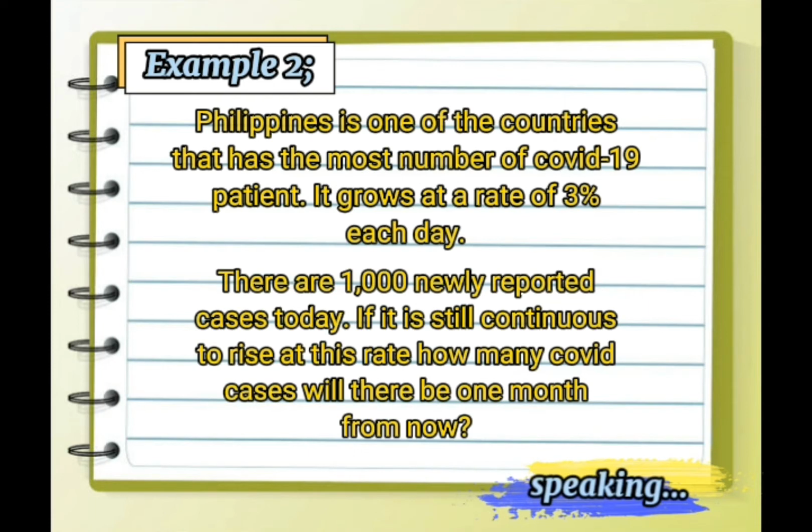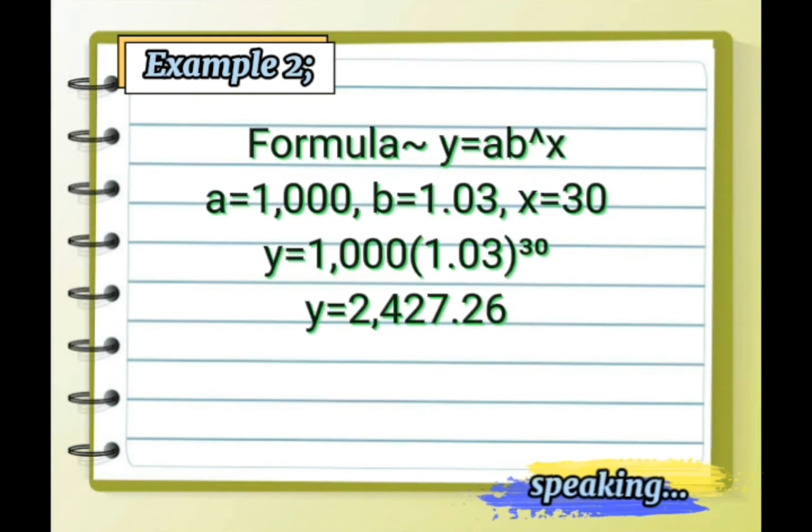The Philippines is one of the countries that has the most number of COVID-19 patients. It grows at a rate of 3% each day. There are 1,000 newly reported cases today. If it still continues to rise at this rate, how many COVID cases will there be 1 month from now? We will use the formula y equals a times b raised to x because the problem asks for the growth of the COVID-19 patients after 1 month.